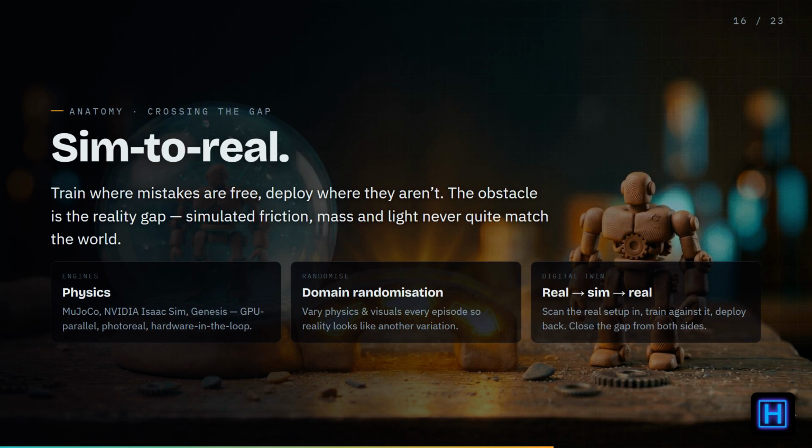Digital twin, real to sim to real. Scan the real setup into simulation, train against it, deploy back. Close the gap from both sides.